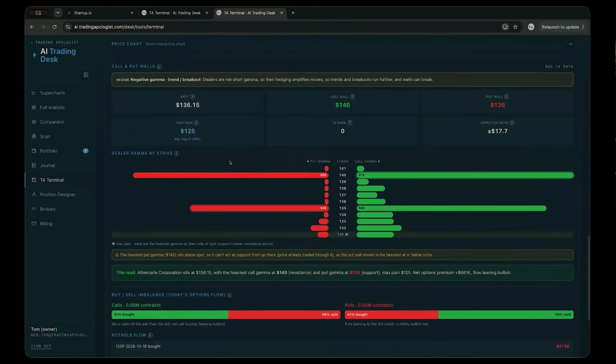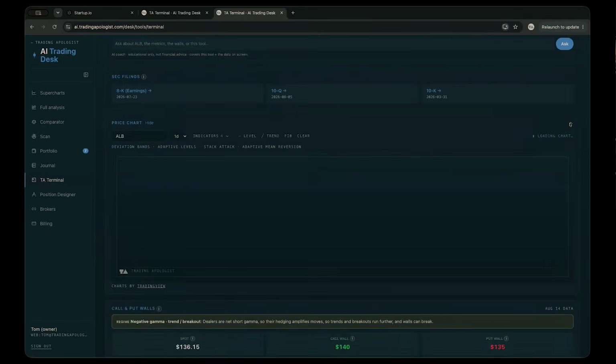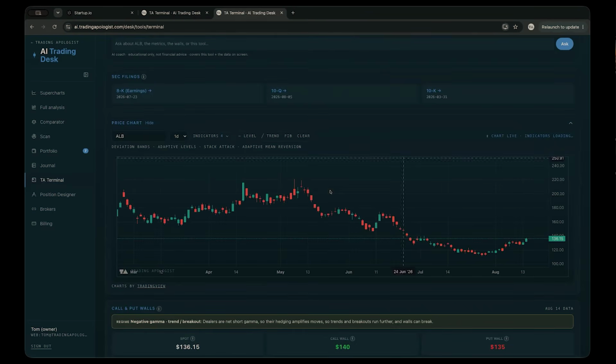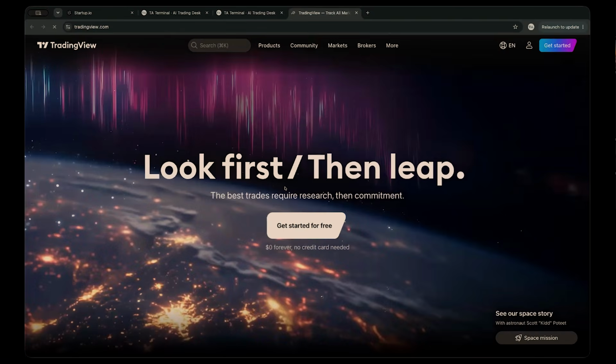And then the last part, well, we also have the price chart here that you can bring up. So this will bring up the same price chart as TA Terminal with our indicators if you want to take a look at that, or you can click over to the TradingView version.